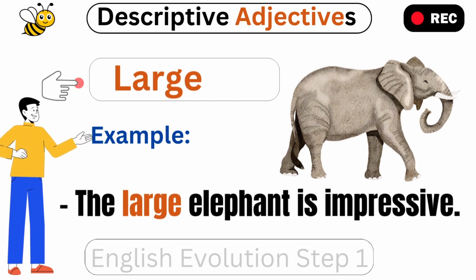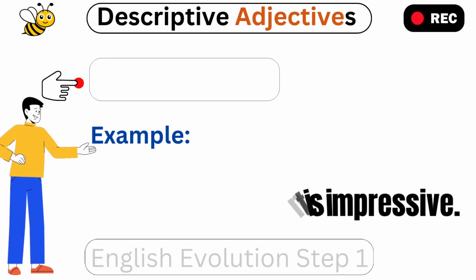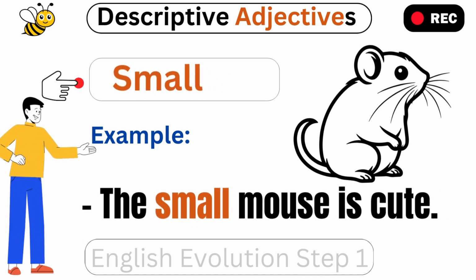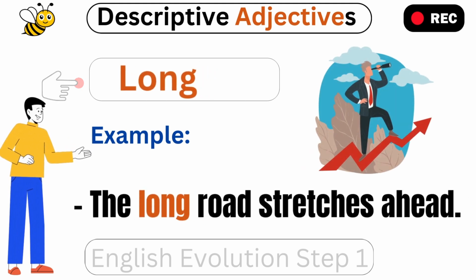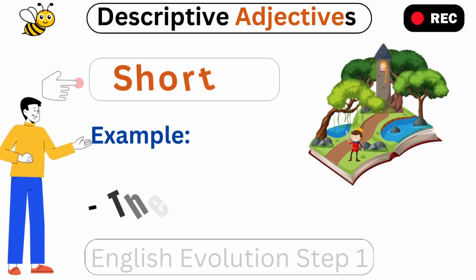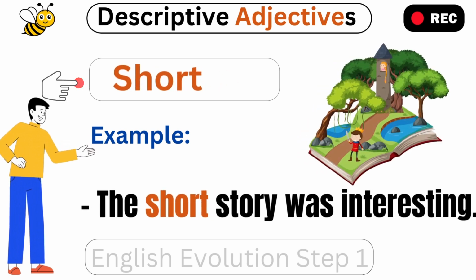Large. The large elephant is impressive. Small. The small mouse is cute. Long. The long road stretches ahead. Short. The short story was interesting.